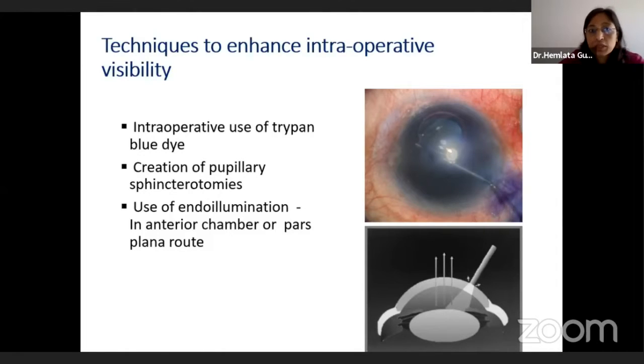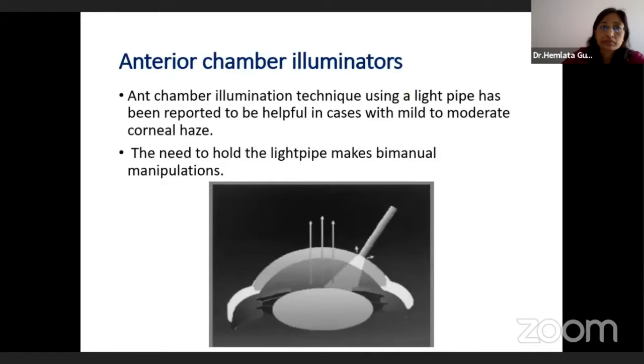We can use endoilluminators that can be placed in the anterior chamber or in the pars plana area. The anterior chamber illumination using an illuminator is a very useful technique. It's very simple, but only in cases of mild to moderate corneal haze. The only problem with the anterior chamber illuminator is that you need a trained technician to hold the light pipe in position so that the surgeon can do bimanual manipulations, and it doesn't provide you with a very good depth perception. So these problems are not there with the chandelier.